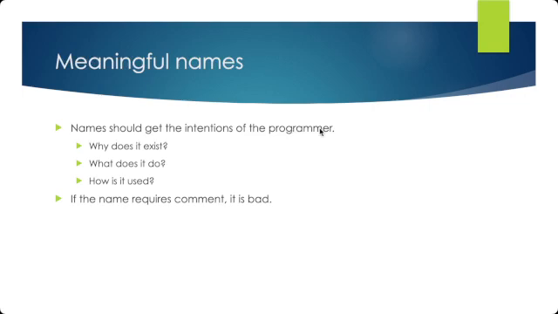If you need to write a comment to explain what a name means, it means that the name is not clear enough. Bad names slow down everyone who reads the code, and good names make code easy to read, easy to change, and easy to review.